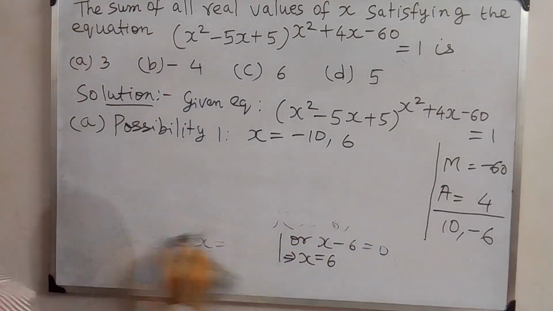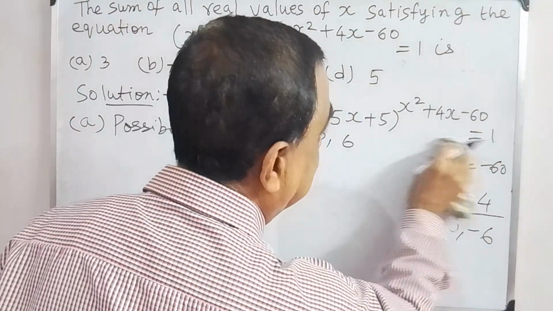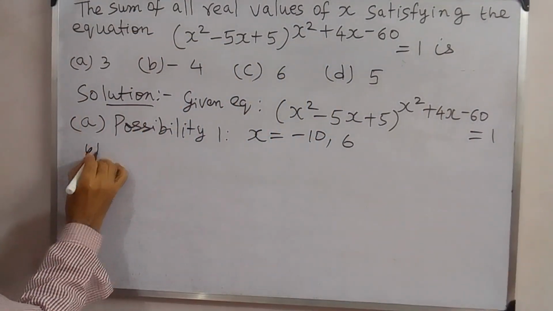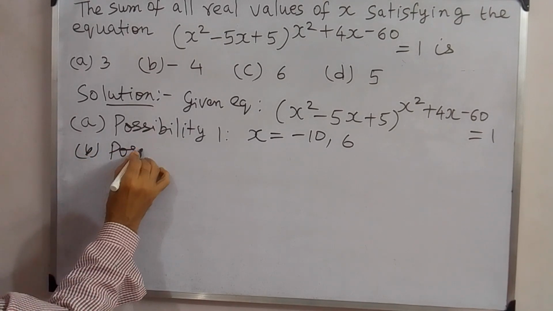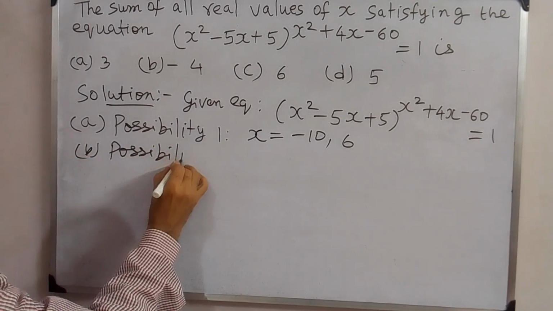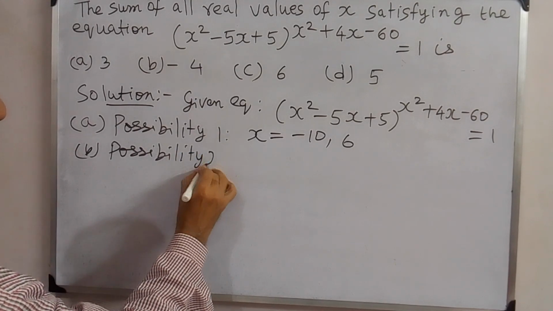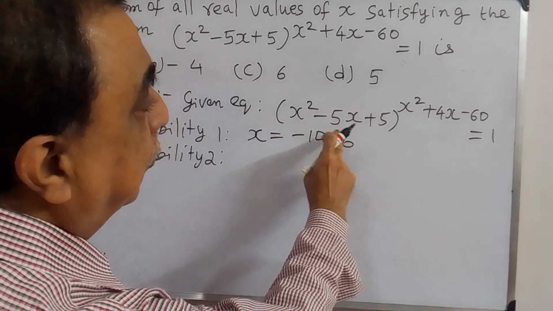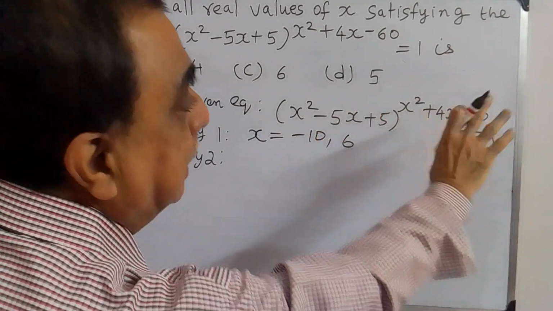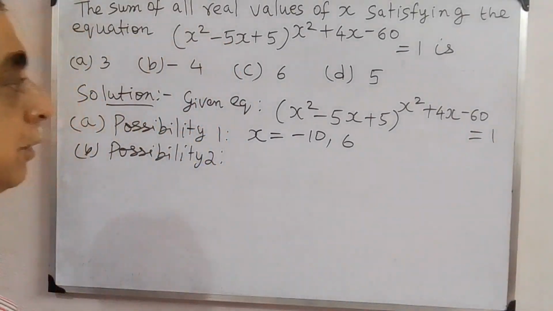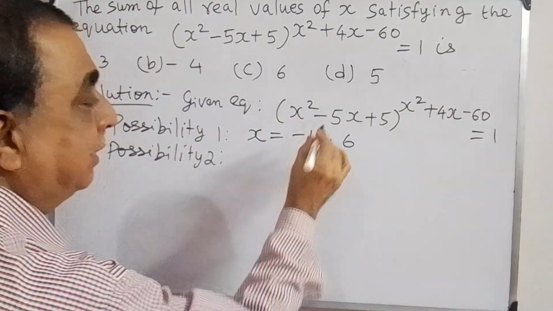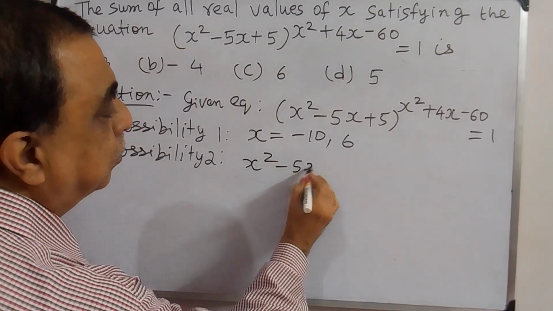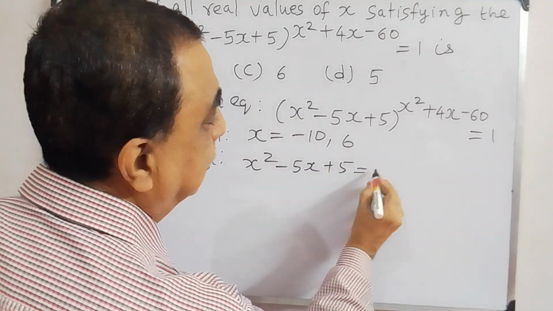Now I am taking the second possibility. Now the second possibility is what? Possibility 2. So possibility 2 will be when the base is 1. The 1 is the base, and 1 raised to any power is always 1. So equate the base to 1. So this will become x squared minus 5x plus 5 equals 1.